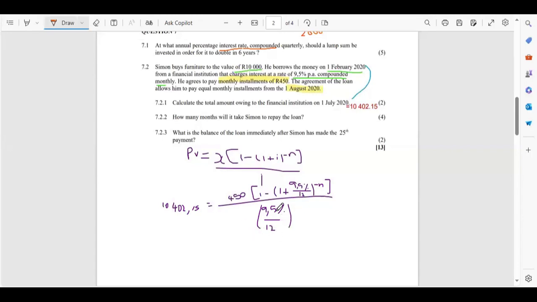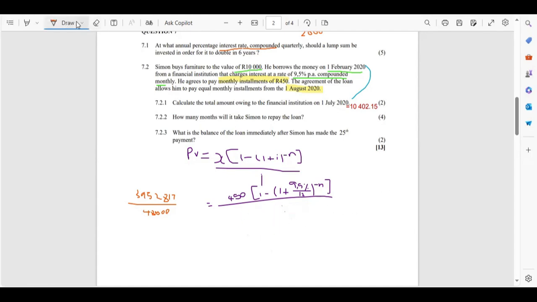Now, the first step, I'm going to try and remove this denominator. And how would I do that? I would multiply both sides by this 9.5% over 12. If I multiply this side, it would cancel out with this. Now let me see, if I take 9.5% divided by 12 and multiply it by 10,402.15, how much would I get? Punching that into my calculator, I get 3,952. Now this should be removed.